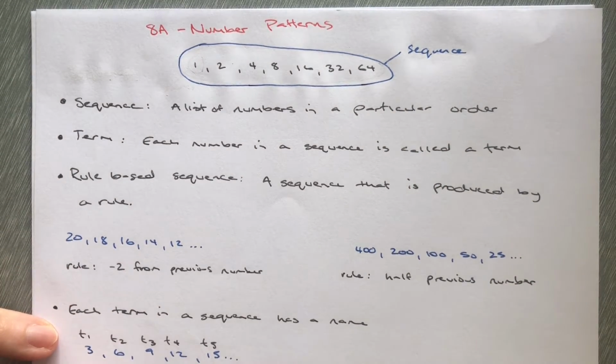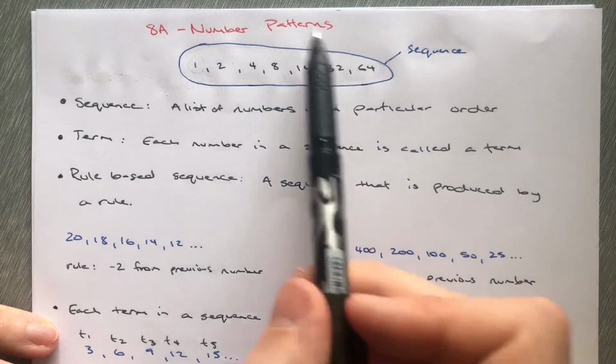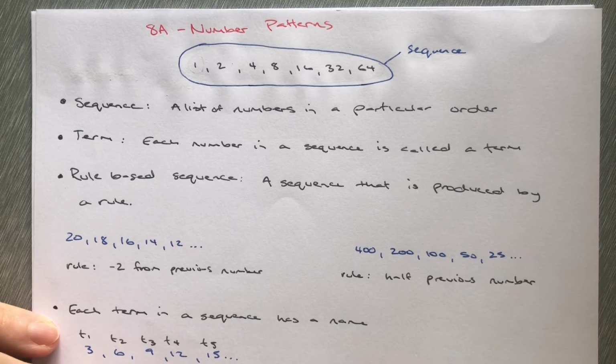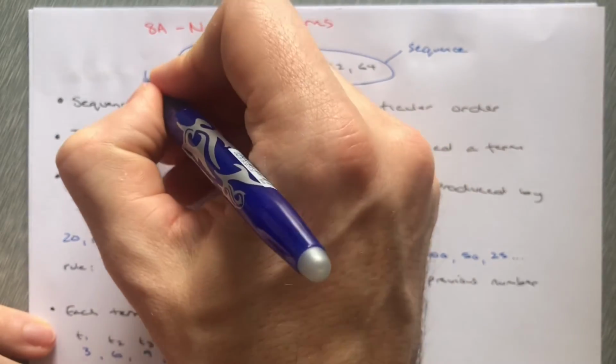The next thing we need to know is what term means. Now, a term, each number in a sequence is called a term. So in this sequence here, each one of these is a term. This individual number here, 1, that's the first term.